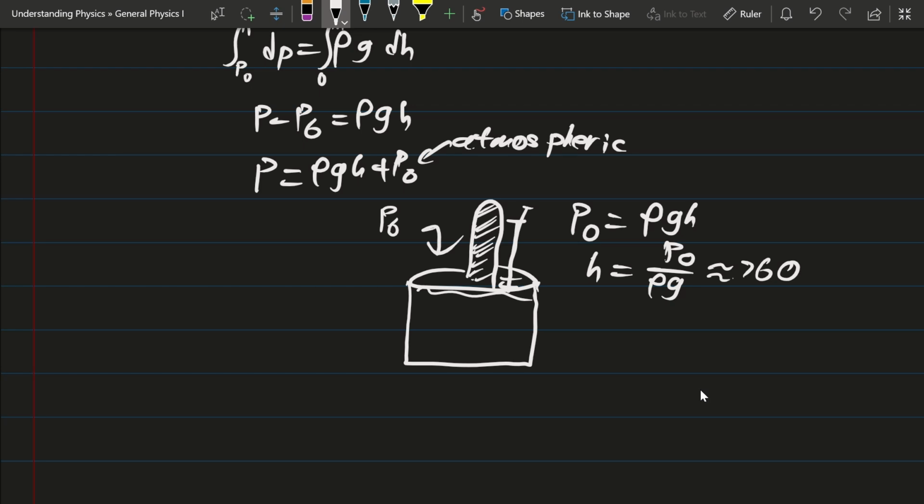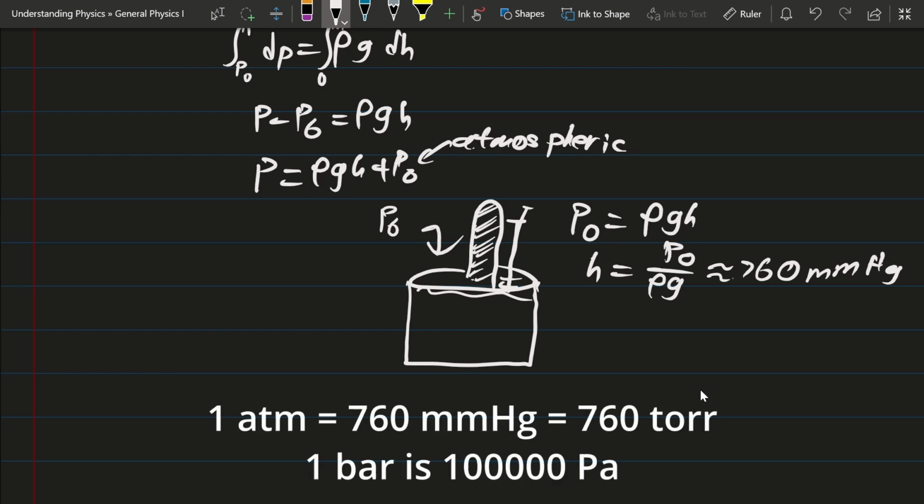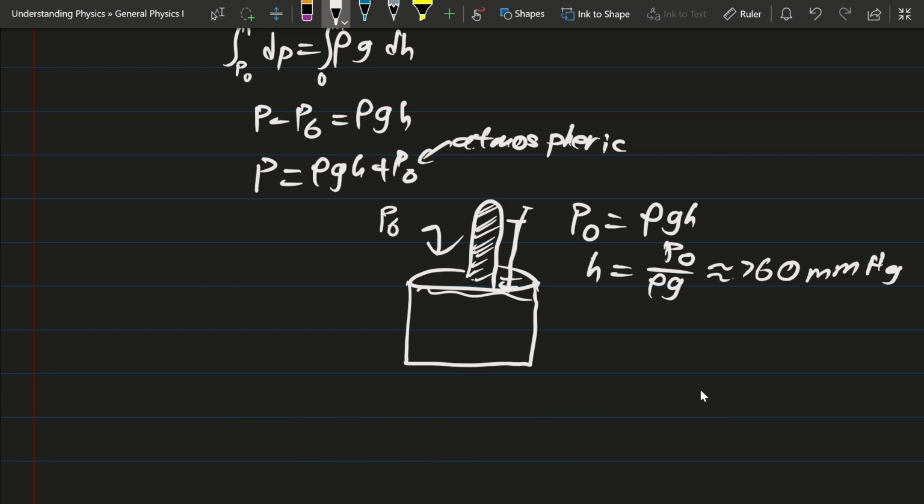You would need to check it again. But this is the idea of using millimeters of mercury, as this is one of the units of pressure. And this could also be referenced into torr, I believe, or bars, I believe. And so this is the idea where you could use hydrostatic equilibrium to measure pressure. So this is one of the ideas.